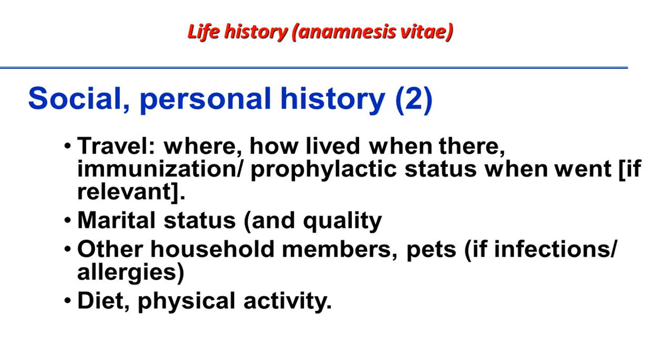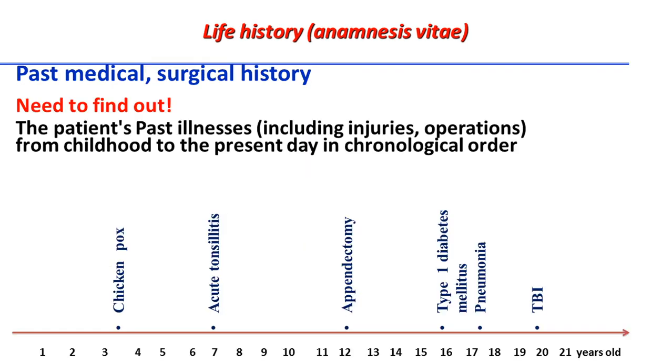It's very important. You see, lately we have had COVID-19 distribution, and it's very important to collect the travel history also. Of course, you ask about the marital status. Ask about household members and pets if your patient has an infection or an allergic reaction. You should detail the diet and physical activity of patients. Sometimes some disorders are very connected with the particularities of diet or physical activity.